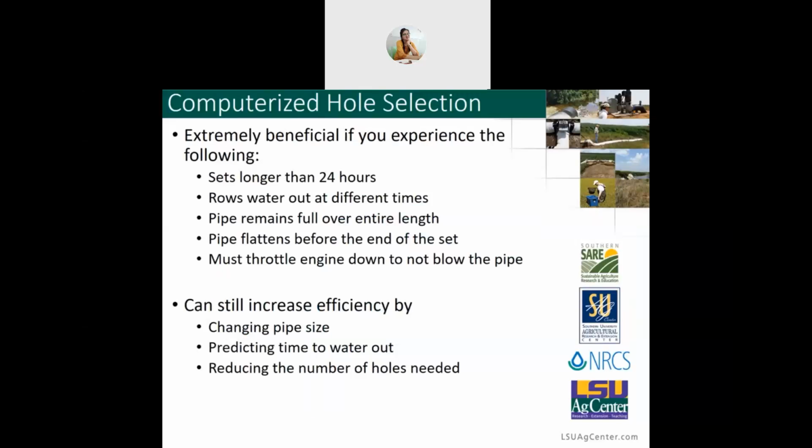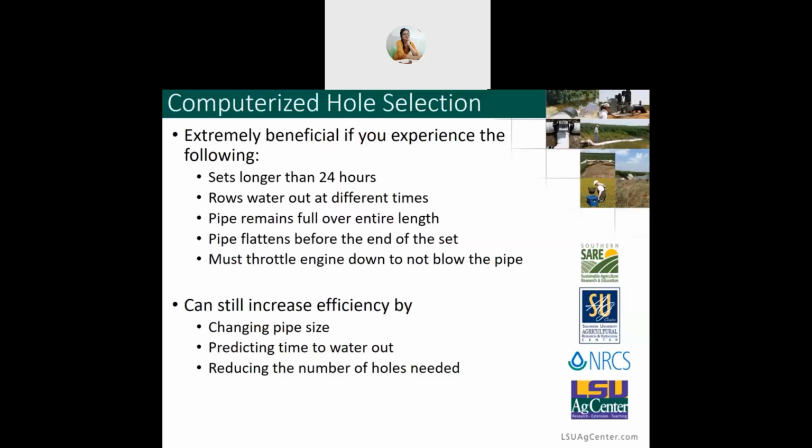So if you are experiencing irrigation sets that are longer than 24 hours, because no agronomist will tell you to irrigate for more than 24 hours at once, since you're minimizing the amount of oxygen to the plant; if you have rows that water out at different times; if you have a pipe, the lay flat tubing, that is too full, with very high pressure within that pipe; or if your pipe is deflating before it gets to the end of the set, or if you're having pipe that blows up and you need to make adjustments for that, Pipe Planner or Faucet are the programs for you.